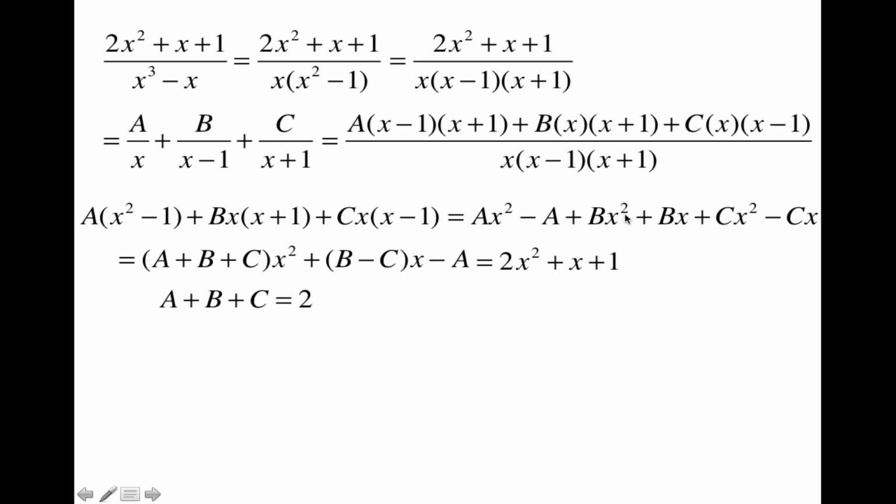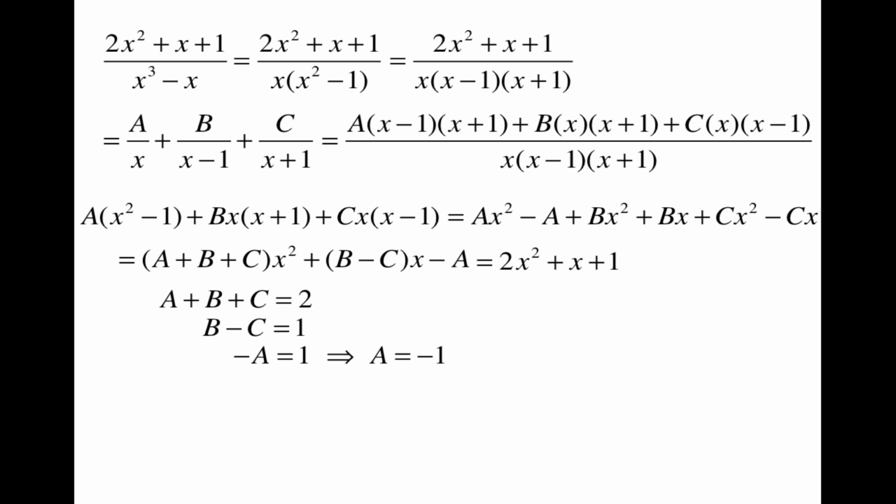So on the x squared, I have a 2, so that equals a plus b plus c. On the x, I have a 1, so that equals b minus c. And my constant is 1, so that means I have negative a equals 1. So now I'm going to go ahead and solve. Of course, it appears that a is going to be the easiest to solve for. So a equals negative 1.